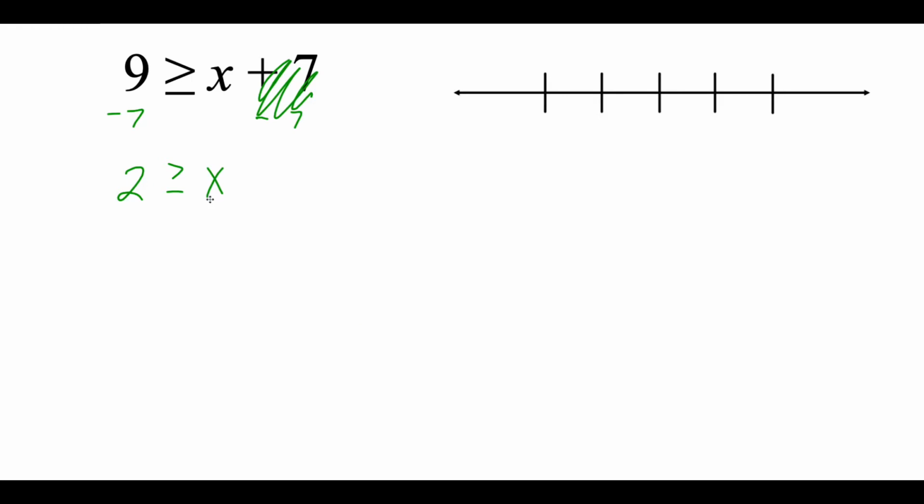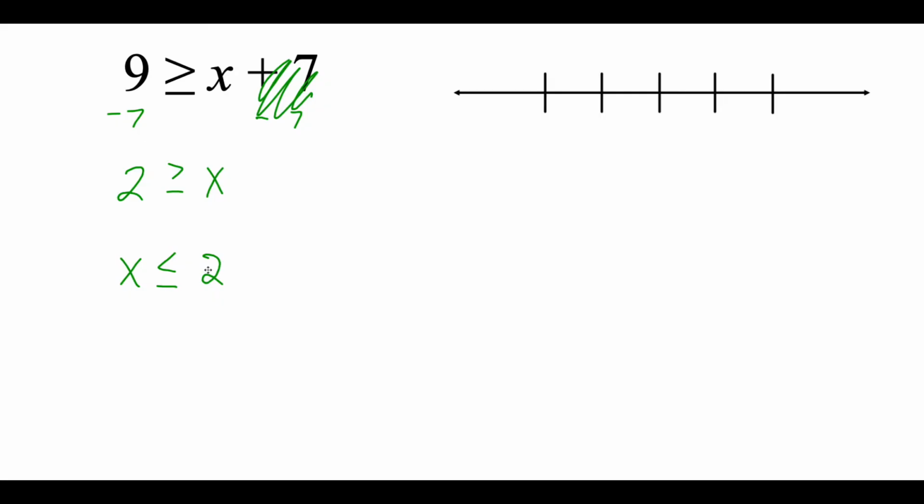So what I'm going to do is switch places with the x and the 2. So I'm going to put the x on the left-hand side and the 2 on the right-hand side. But when I do that, because I flip-flopped the order on these things, I also have to take that inequality symbol that's in the middle and flip it around as well. So originally it was a greater than or equal to, but if we flip it around so it's pointing the opposite direction, then it's going to be a less than or equal to. So now I'm going to take this inequality and head over to my number line to graph this out.